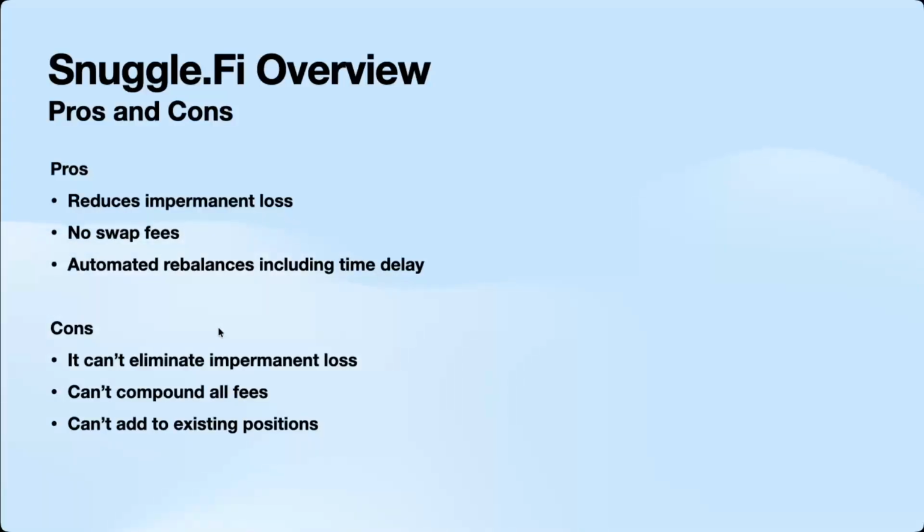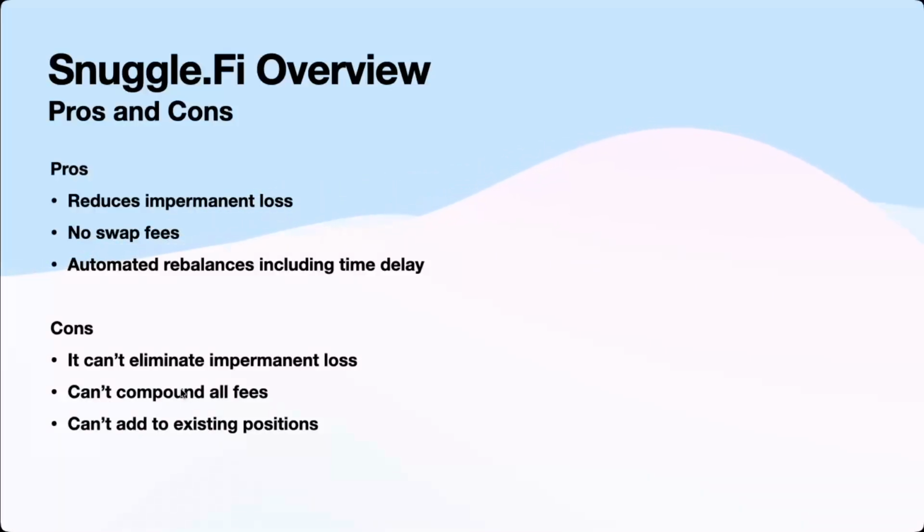The cons are it can't eliminate impermanent loss. A lot of people seem to think it does, but it can't, as I've previously explained. You can't compound all the fees. One of the reasons I like a platform like VFAT, for example, as a front end to Aerodrome, is that you can take all your fees and compound that back into the position, so you can increase the position size over time. You are paying some swap fees and some slippage fees and stuff like that, but you can take all of your earned fees and compound those back in.